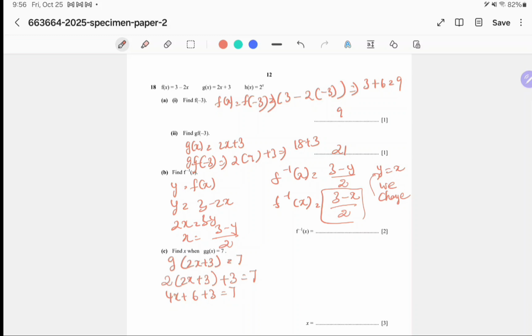So here 9, move that side. So 4x equal to minus 9 plus 7. So 4x equal to minus 2, and x equal to minus 2 by 4 equal to minus 1 by 2.